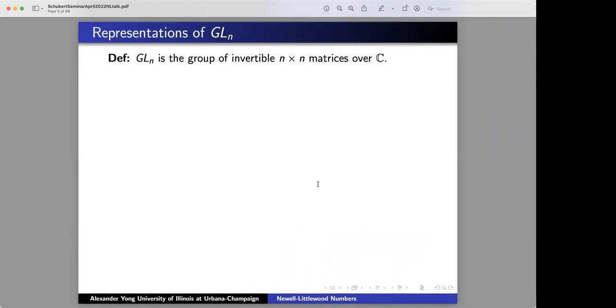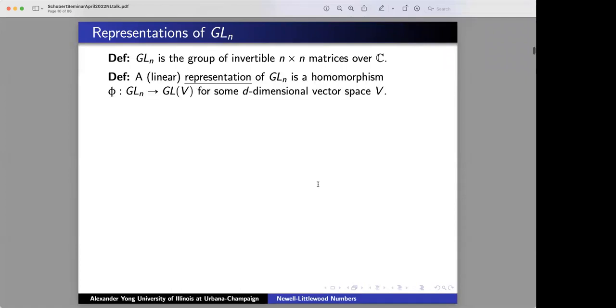Okay, I'm going to assume as little as possible. So reminder, general linear group is the group of invertible N by N matrices with complex entries. I'm interested in linear representations of a group, GLN in particular. That's just a homomorphism from GLN to invertible transformations of some finite dimensional vector space. And an equivalent way to say this is you can think of your vector space as having a GLN module structure given by the action of your homomorphism, which is to say it's a module over the group ring of GLN.